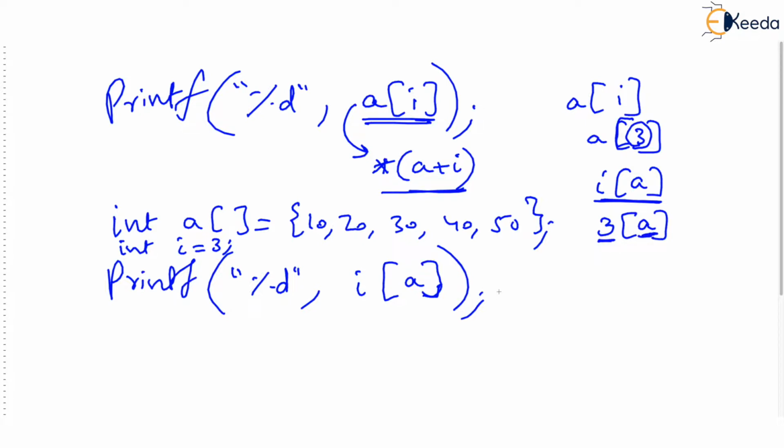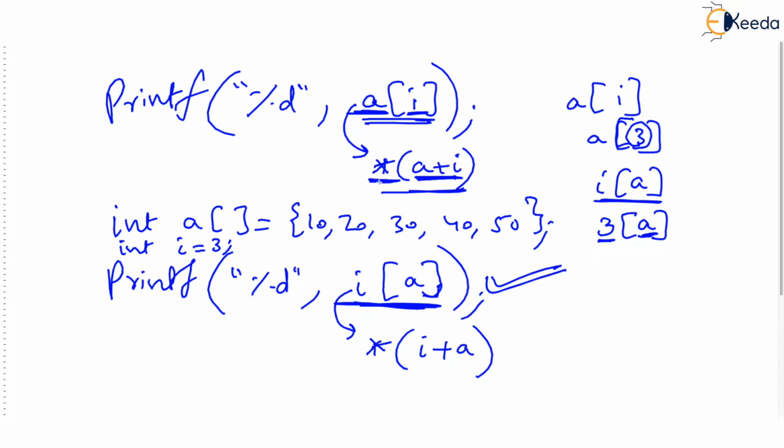But let me tell you, this is also correct, because this notation will get transformed into *(I+A). So please try to understand what C does. Whatever is given before the square bracket, and inside the square bracket, is simply added. So A is added to I. Remember, A is the base address of the array, and it is added to I. If you are adding I to the base address, then the address will get computed for the ith element. A plus I means address of the ith element, and then you are putting asterisk before this, so you get the value at that address.